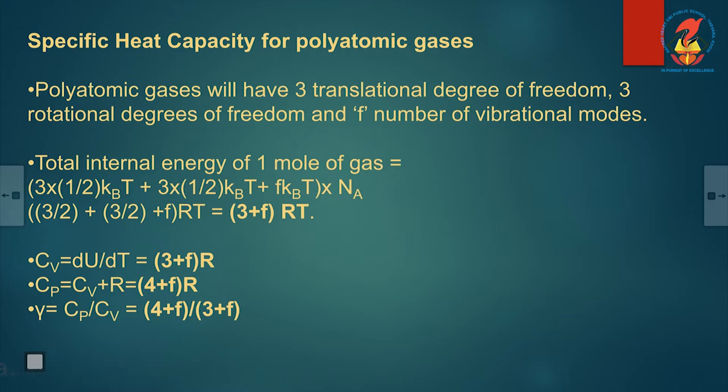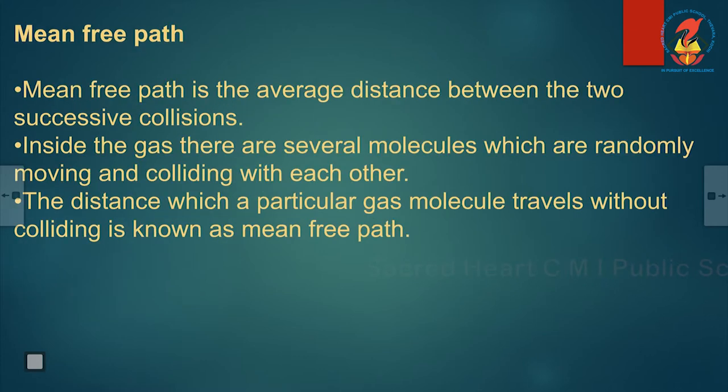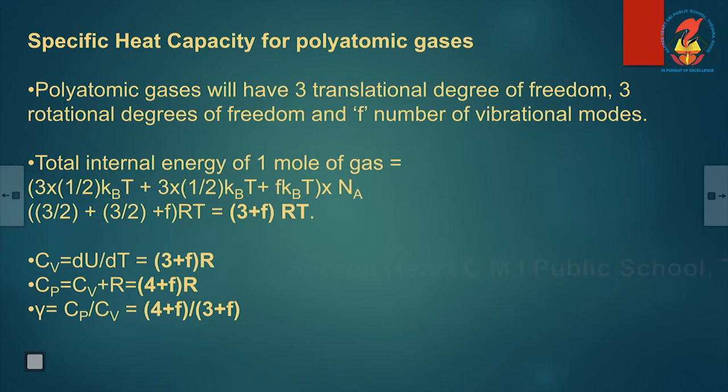And gamma can be written as Cp by Cv, so (4 plus F) divided by (3 plus F). So like this you can find the specific heat capacity of a polyatomic gas.